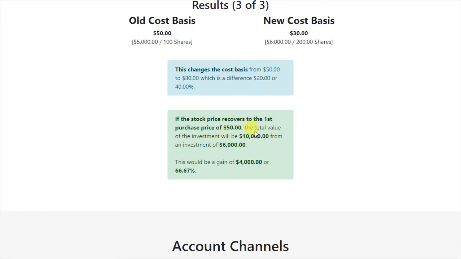Now this is really important too. Basically, this talks about what happens if the stock price recovers to the first purchase price of 50: the total value of the investment will be $10,000, from your initial 2 purchases, which was only $6,000. That would be a gain of $4,000, or 66%. So that's the power of it, if it just goes back to your original purchase price. And if the price goes higher, which is what you thought it would do from your first purchase, you're going to have an even bigger gain.